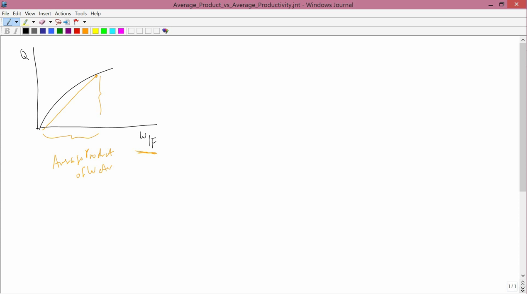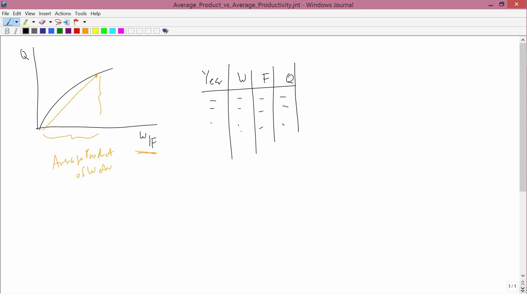Suppose one observed a farm, and you can make a table with year, water, fertilizer, and corn. And suppose you have numbers. Actually, the fertilizer column isn't particularly important here. But suppose you'd have observations on all these things. Consider forming Q divided by W. In other words, the entry in the Q column divided by the entry in the W column for each entry in the table, so for every year. Q divided by W is something that's called average productivity.